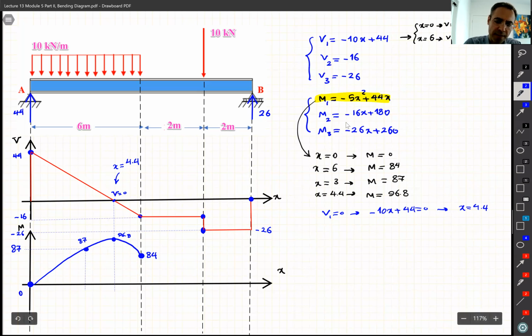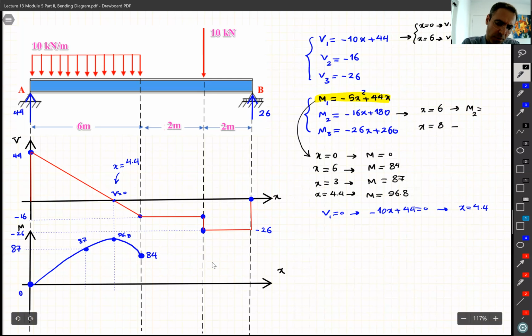M2, we have the equation here. M2 is a line, right? This one I'm writing M2. If it's a line, I need 2 points. The first point is x6, because remember M2 is for this second region. The beginning is x6 and the end is x8. So if I put x equal to 6, you guys try to find it.